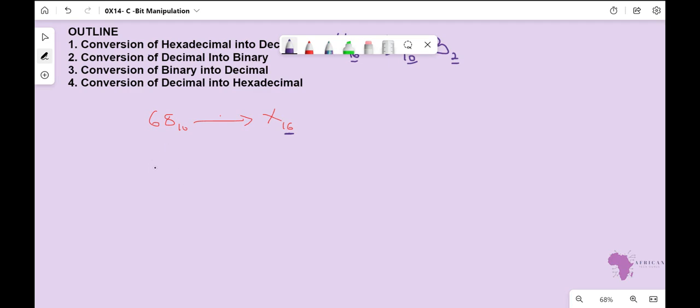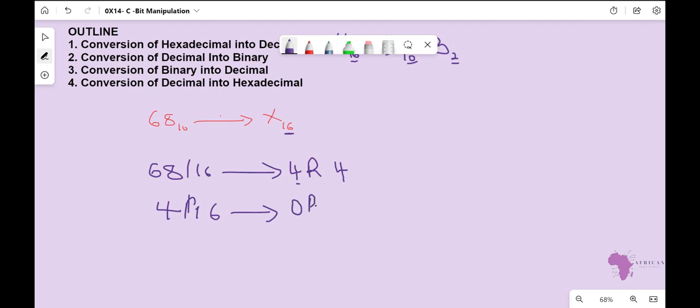So let's see now. We have 68. We say 68, guys, divided by 16, which will give us 4 to give us 64, remainder 4. And then we divide now 4. We have 4 here. So you come and say 4 divided by 16, which will give us 0 because it's not enough, remainder 4. So now, guys, we will begin writing them from the bottom, reversing the order. So it means that 68 base 10 is equal to 4 in hexadecimal.